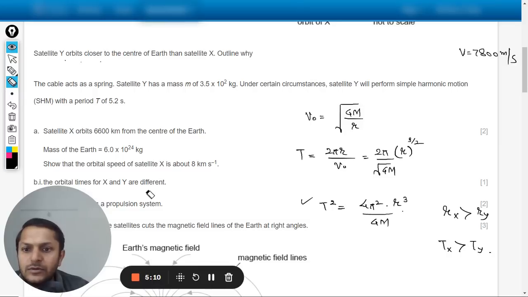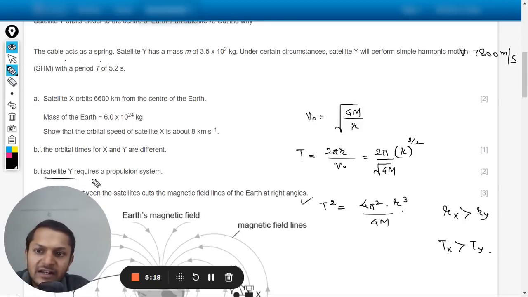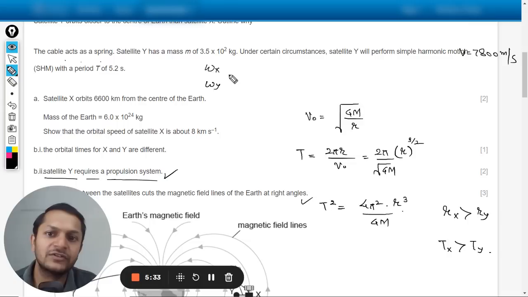So what is the next question? The orbital times for X and Y are different, so I have given you the reason for that. And B2 is why satellite Y requires a propulsion system. Obviously it will be requiring a propulsion system. Why? Because X is moving at a different angular velocity. Yes, now let us find the angular velocity of X and the angular velocity of Y.